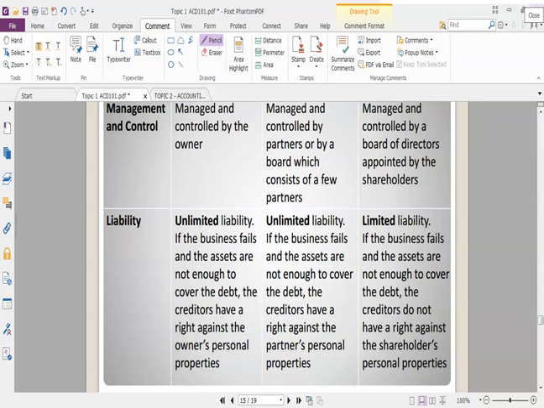The company's assets must be sold to pay the debt, so you don't need to pay with your own properties or your own money, your savings in your own bank account. Because in accounting, the owner and the business itself are two different entities.